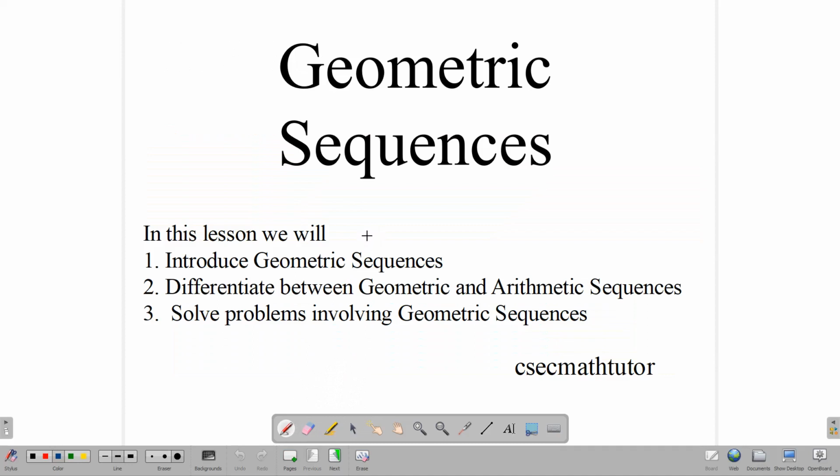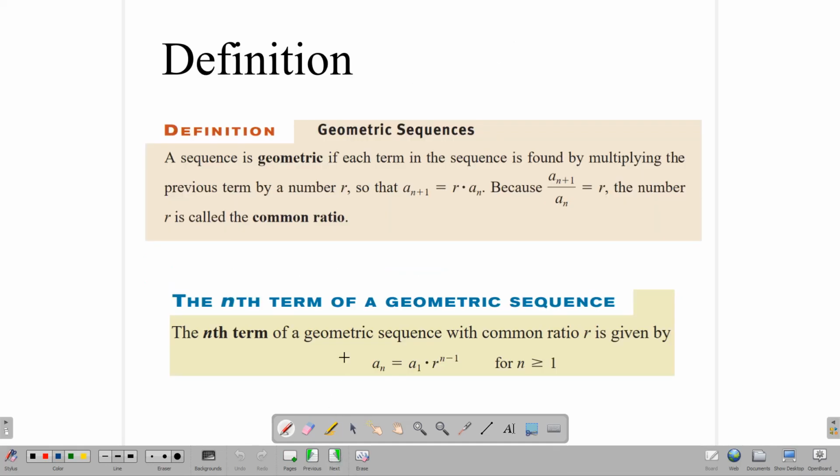Hello everyone, welcome back. We are looking at Section 1 topics in additional mathematics, and in this lesson we are going to be looking at geometric sequences. We have three objectives: to introduce geometric sequences, to differentiate between geometric and arithmetic sequences, and to solve problems involving geometric sequences. So let us introduce geometric sequences and say exactly what they are.